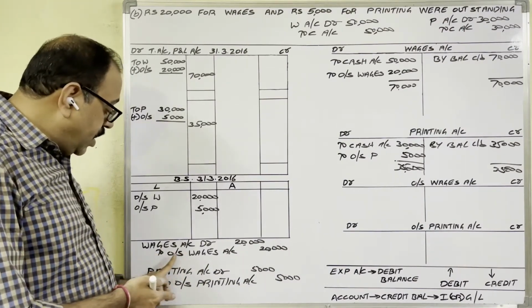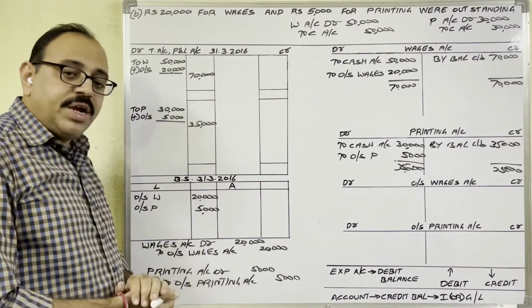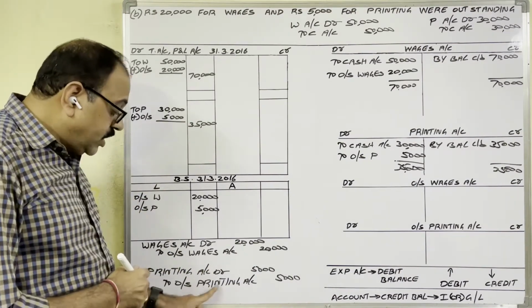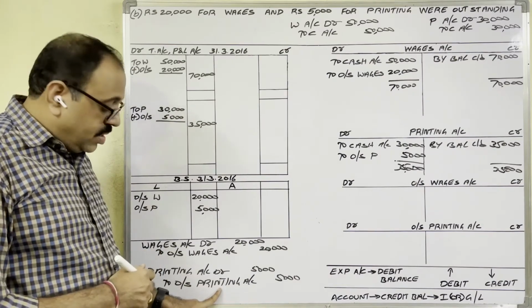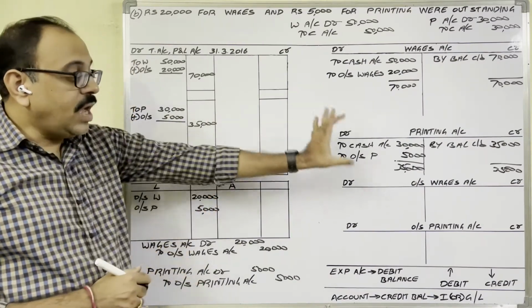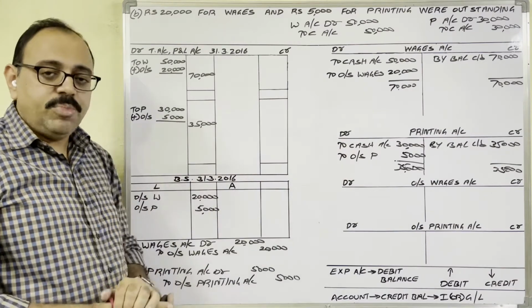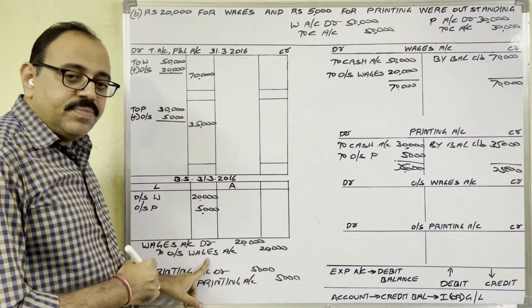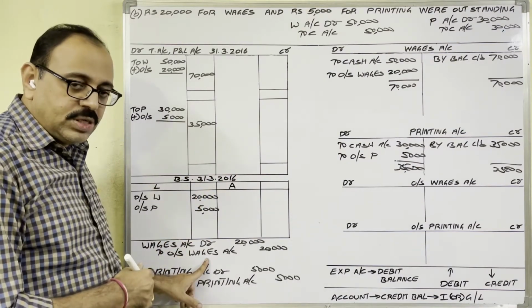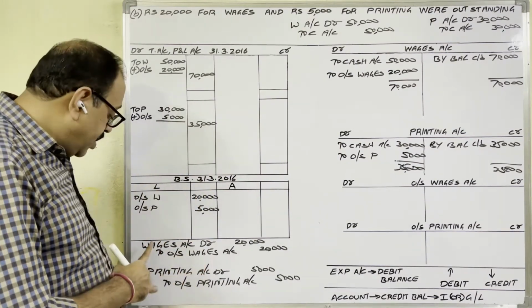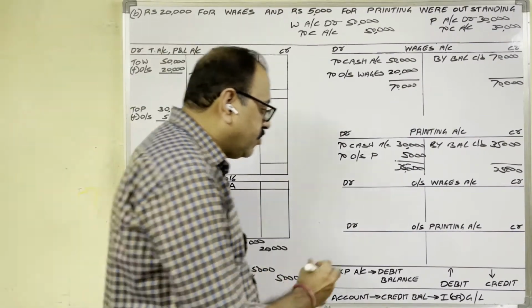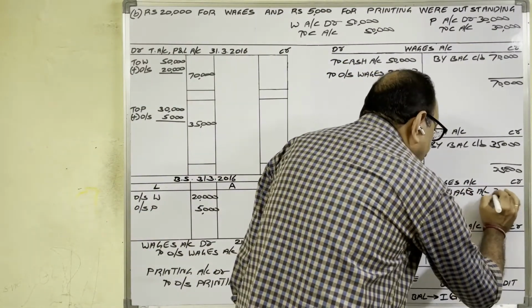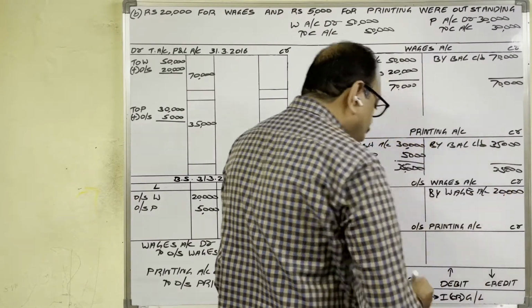And why are we crediting outstanding wages and outstanding printing? Outstanding wage is a liability. Outstanding printing is also a liability. Let us post these two entries in outstanding wages account and outstanding printing account. First entry, outstanding wages is credited. Therefore, credit side we should post. What to write in particulars column? We debited wages account for that one. By wages account, 20,000 rupees.